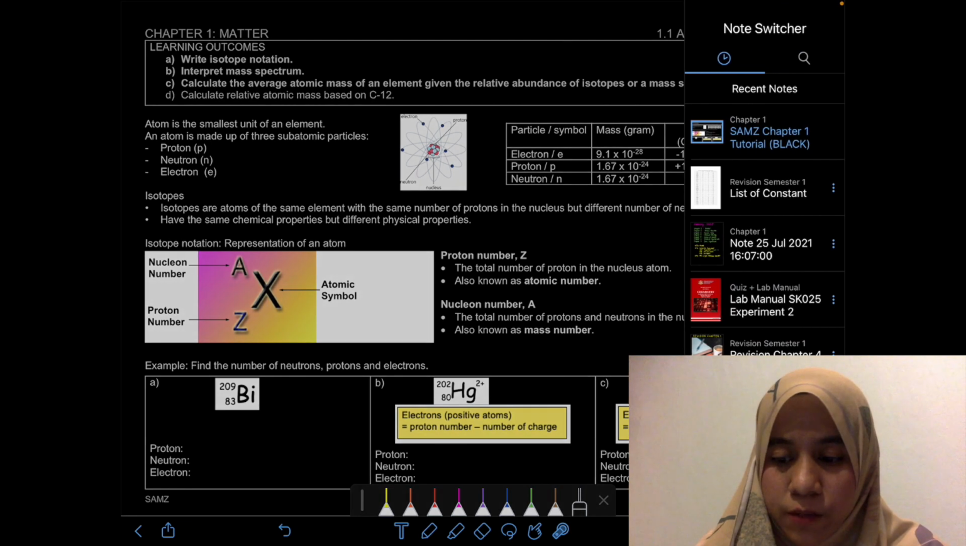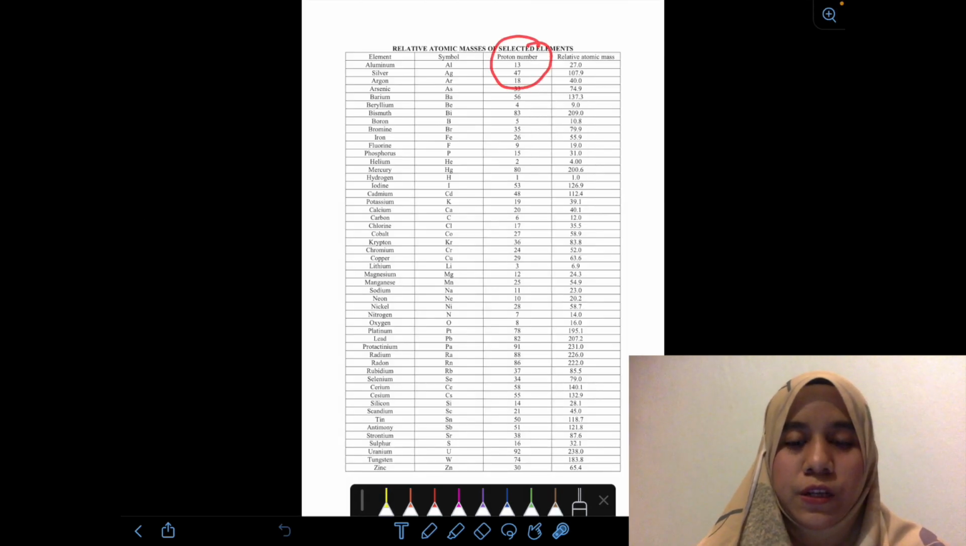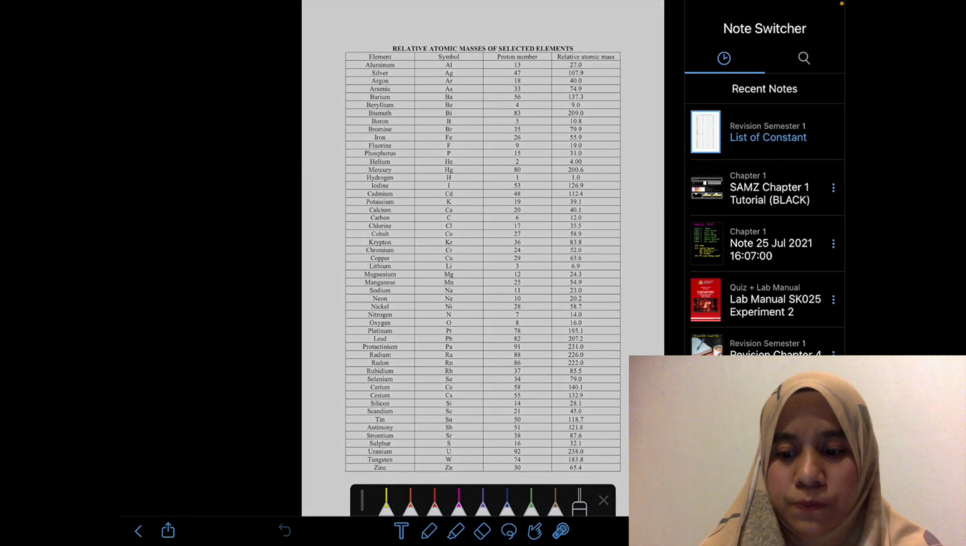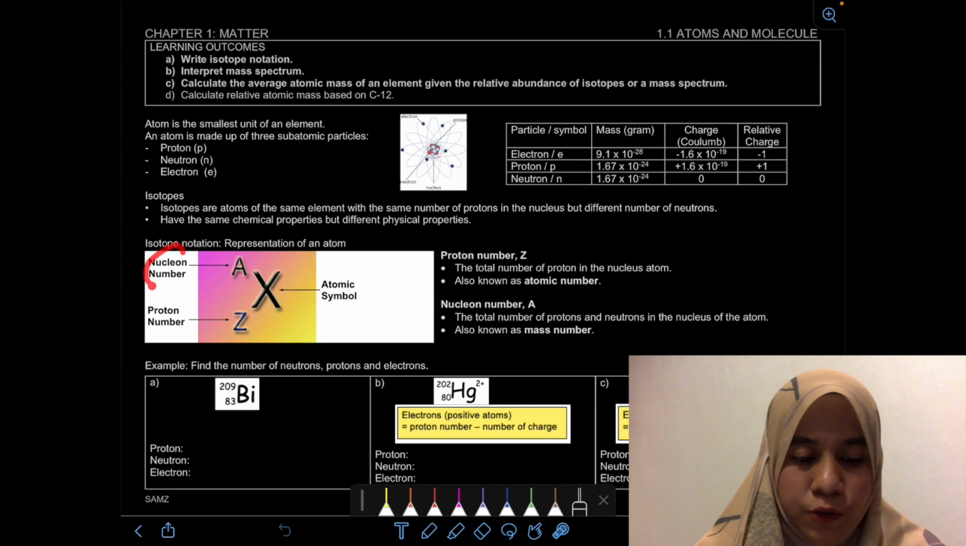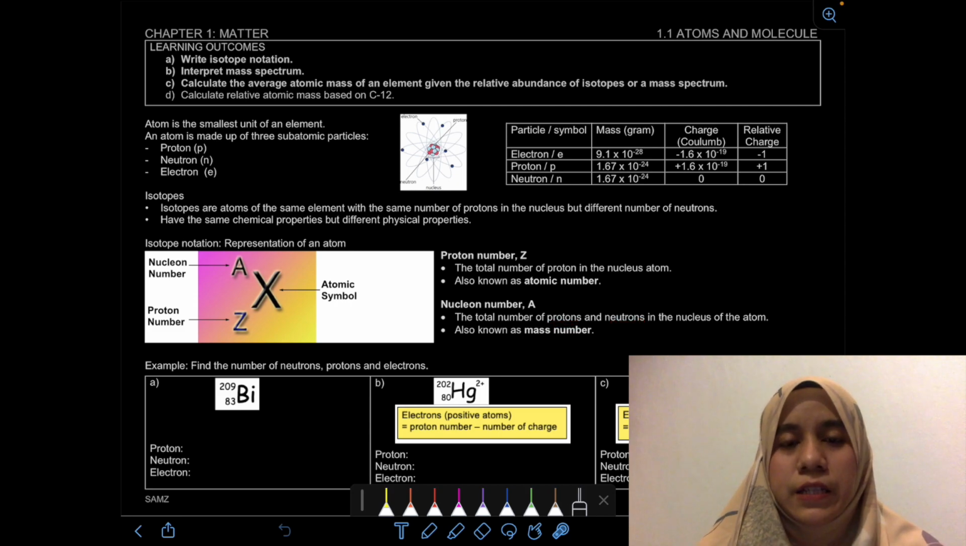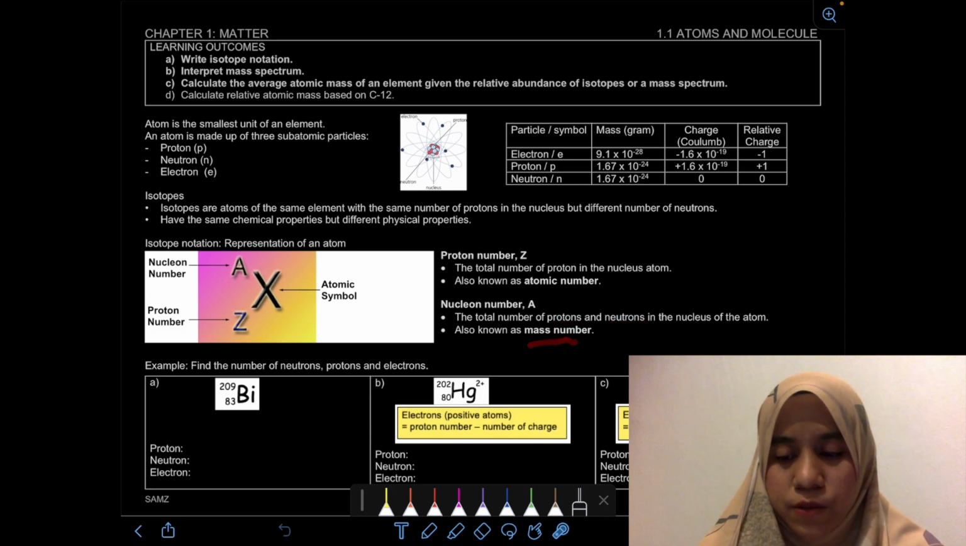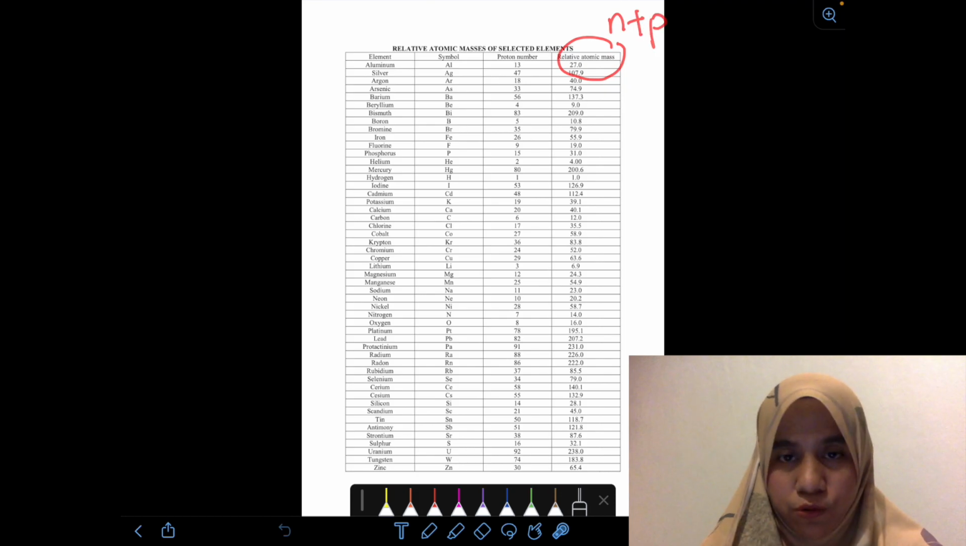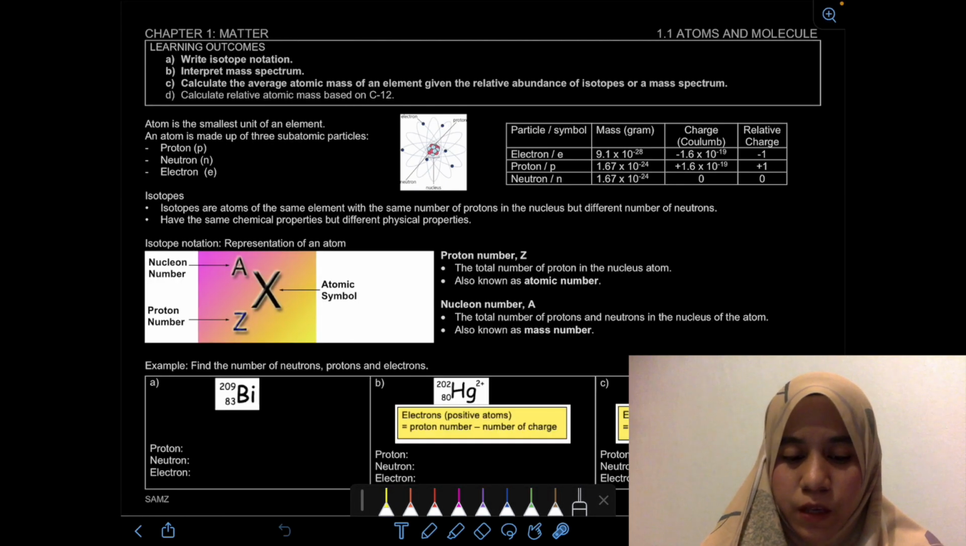Okay, proton number ni is actually total number of proton lah, and also known as atomic number. So proton number is very important. It is used contohnya if you want to know the position of the element in the periodic table lah. So kita gunakan based on our proton number. Okay, and then nuclear number. So nuclear number ni is actually when we add up proton dengan neutron. Okay, and then it's also known as the mass number. So dalam list of constant kita, relative atomic mass ni is actually when we add up our neutron plus proton.